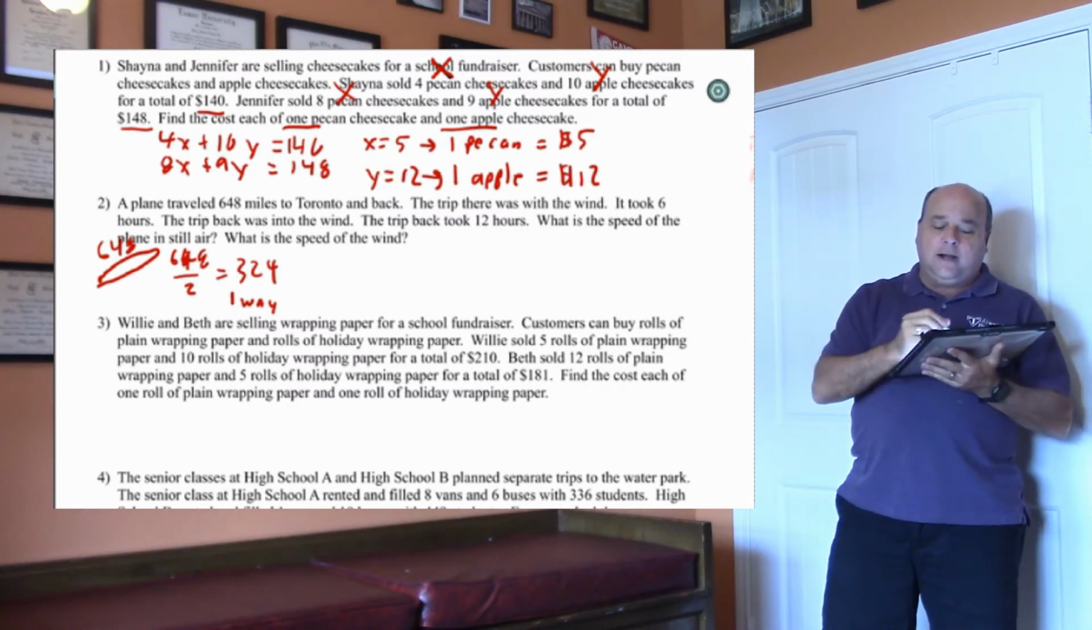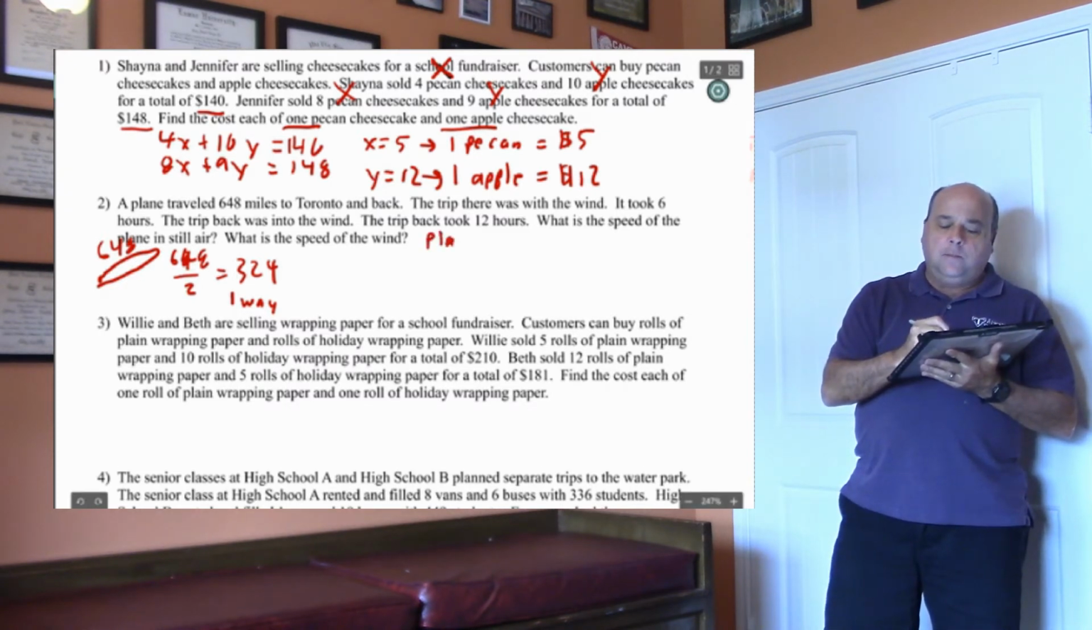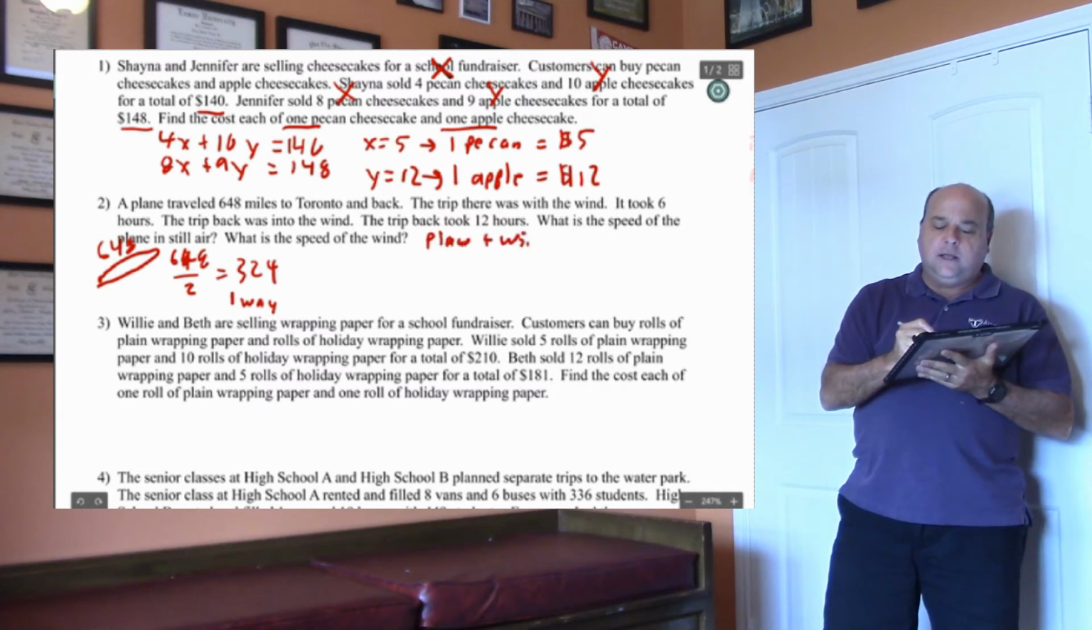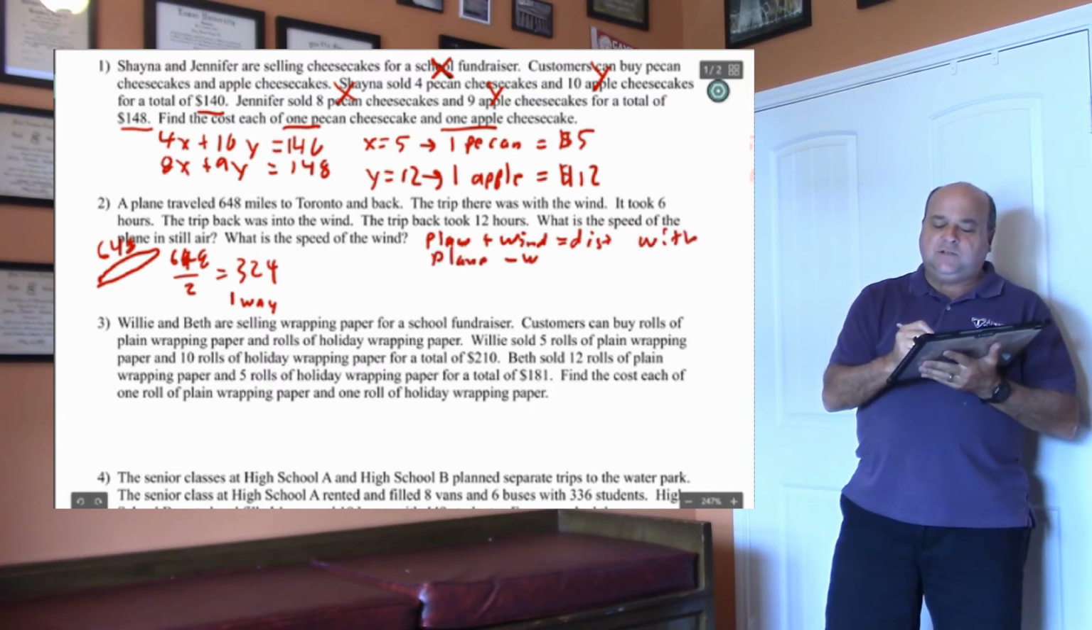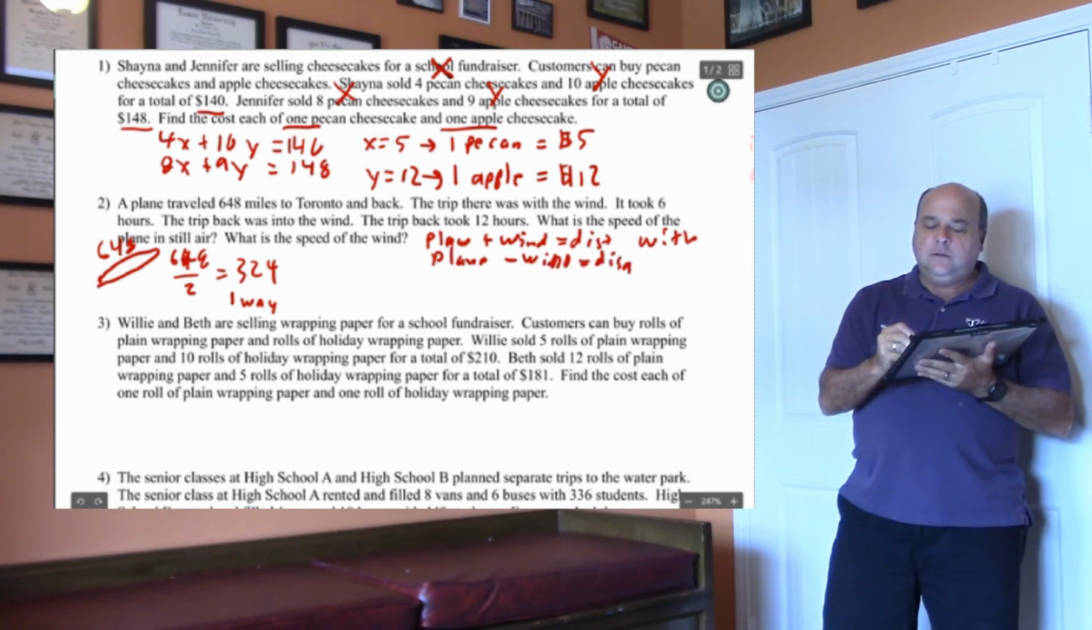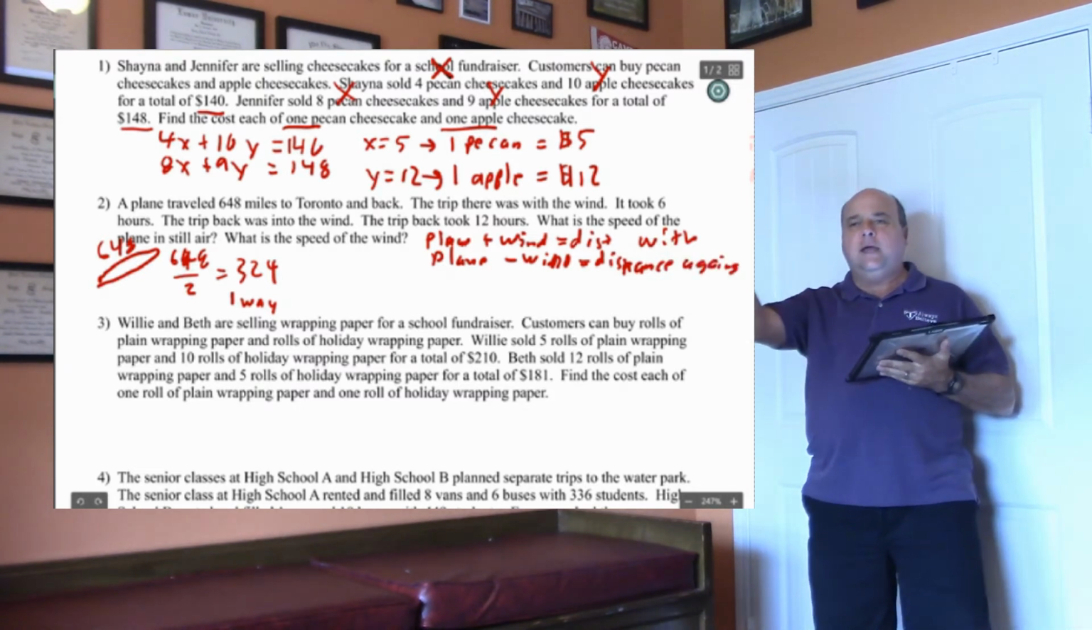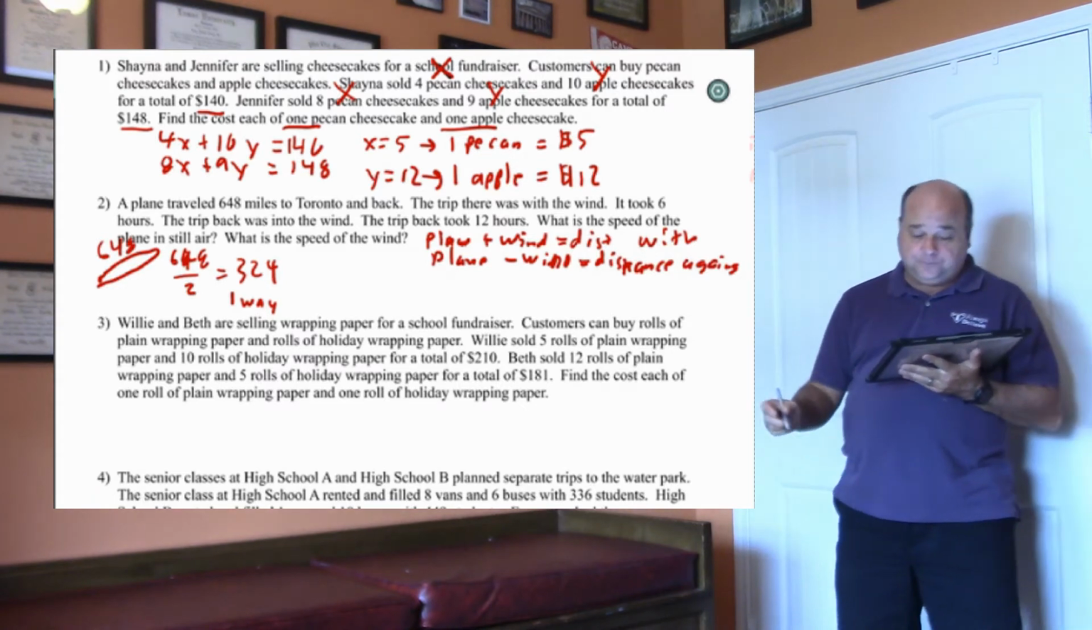This is the way you're going to write it down. The plane plus the wind equals the distance. That's with the wind. The plane minus the wind equals the distance. That's against the wind, okay? So we're going to write down two ax plus by equations.